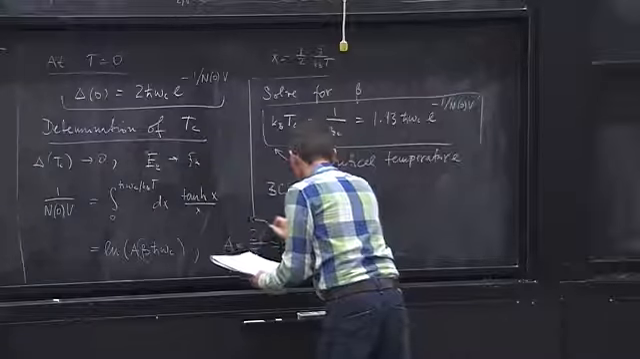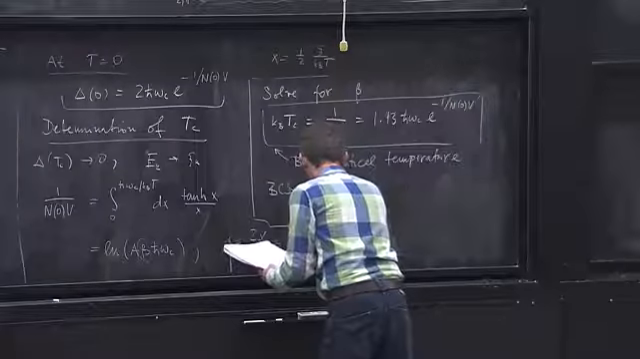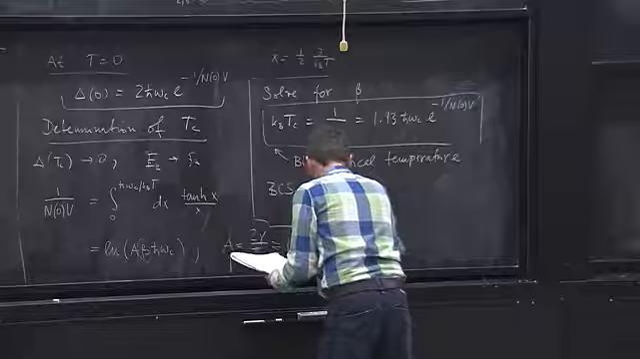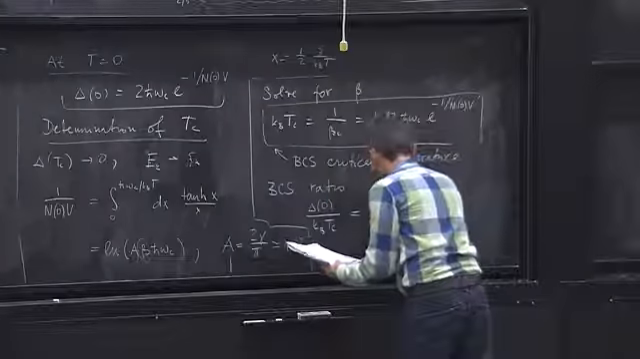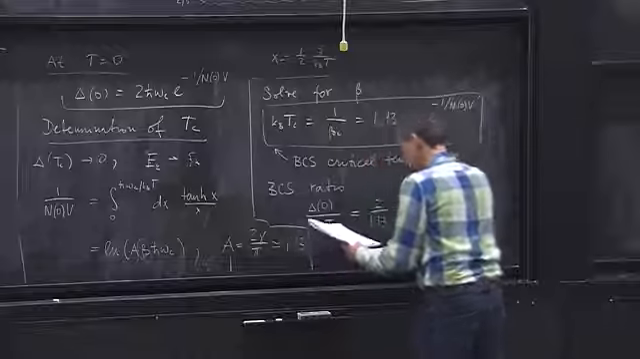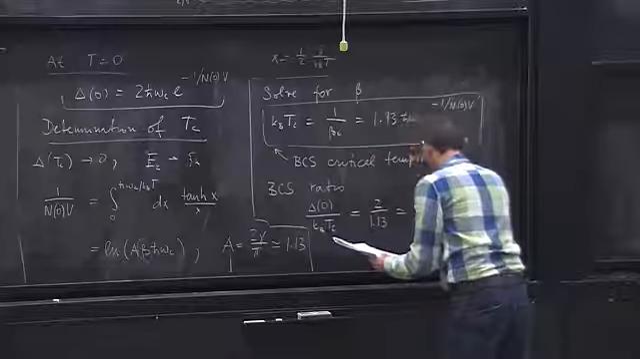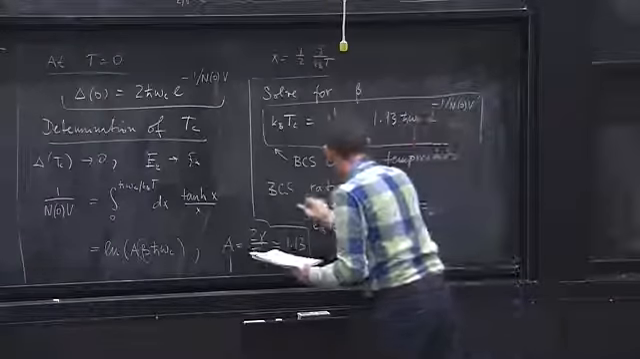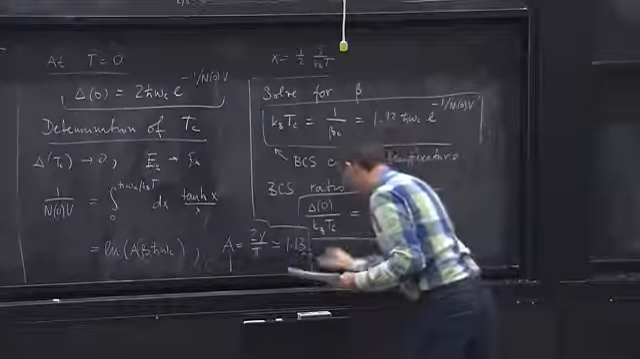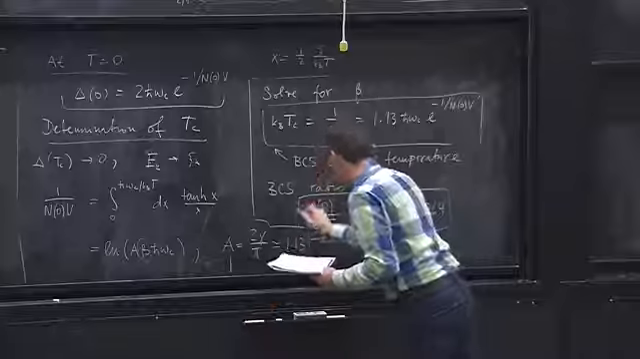Delta naught divided by k_B T_c. And this is just a pure number. It's 2 divided by 1.13, which is roughly equal to 1.764. Let me put a nice purple frame around this.